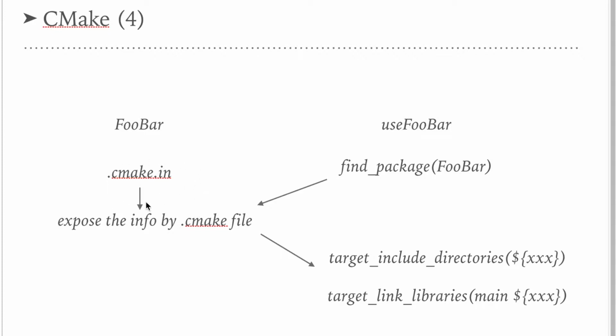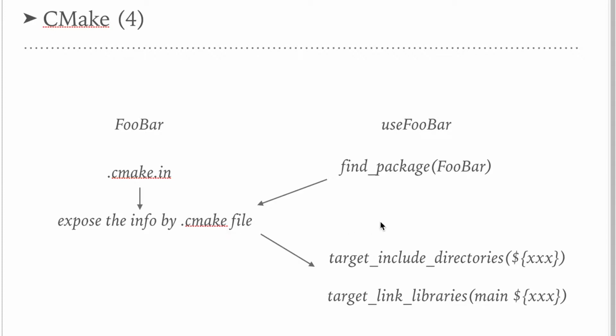This file is a kind of template or intermediate file, provided by the user, and when we execute CMake, CMake will transform this file into the .cmake file. In the .cmake.in file, there are some template variables, and after executing, those template variables are replaced by the real values in this .cmake file.